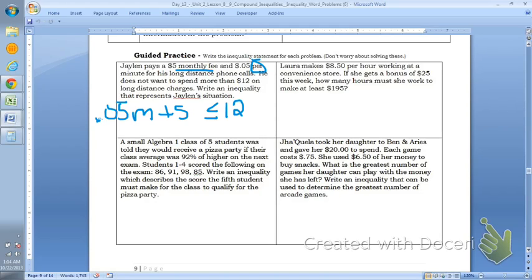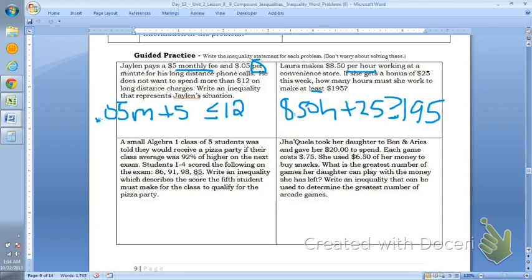The next one, Laura makes $8.50 per hour. There's that per. She's working at a convenience store. She gets a bonus of $25 this week, so that's a flat bonus. It didn't matter how many hours she worked, she got that bonus of 25. How many hours must she work to make at least $195? So there's your inequality.